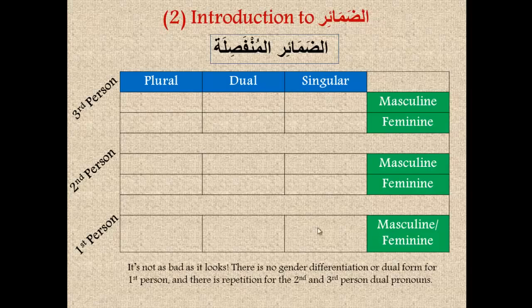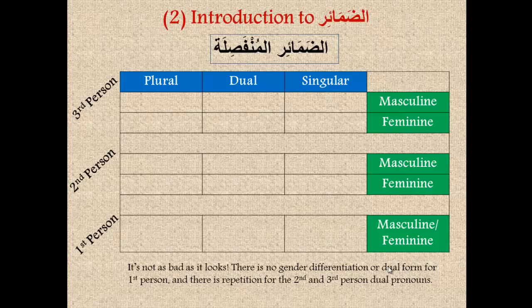For one, there's no gender differentiation for the first person. So masculine and feminine is not differentiated for the first person. When you are referring to yourself, ana, you say I, regardless of your gender, you would use the same pronoun. So if you are a woman or if you are a man, when referring to yourself and saying I, you would use the same pronoun. And likewise, you would use the same pronoun when you are saying we. We would like to go somewhere. The pronoun in Arabic for we is the same regardless of gender. So that simplifies things for us a little bit.